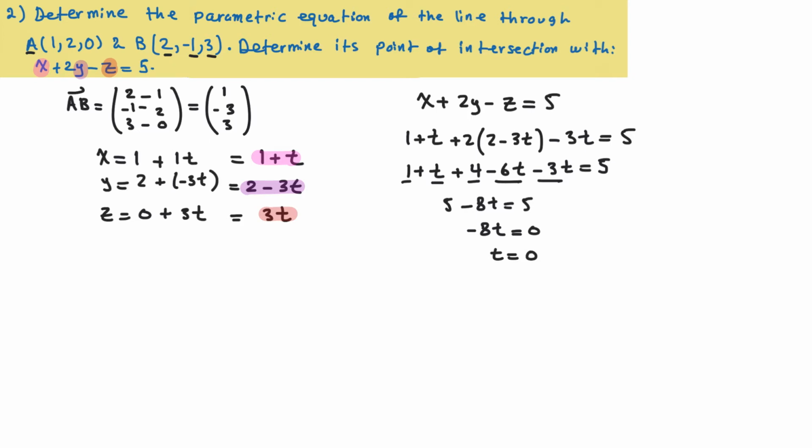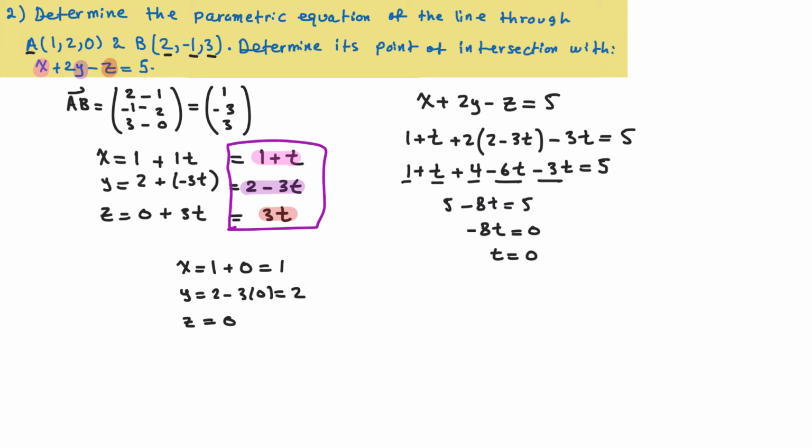I will use these set of equations to figure out my final points of intersection. So x is going to equal 1 plus t, which is 0. So that's 1 plus 0 is 1. Y is 2 minus 3 times 0, which is 2. And z is going to equal 0. Therefore, they will intersect at point (1, 2, 0).